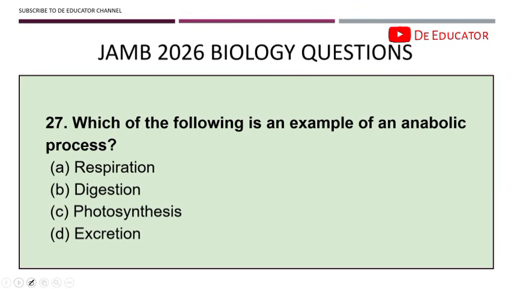27. Which of the following is an example of an anabolic process? Okay, I've talked about it already. You said anabolic is building up, and photosynthesis falls under building up, because respiration is breaking down. Take notes, breaking down. Digestion is breaking down of food, excretion.